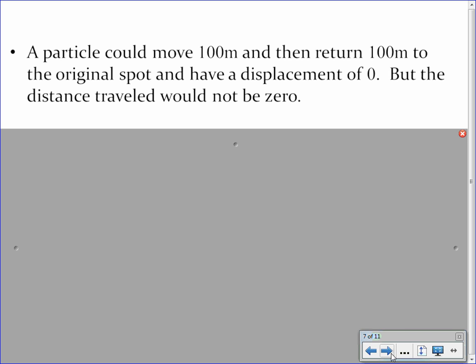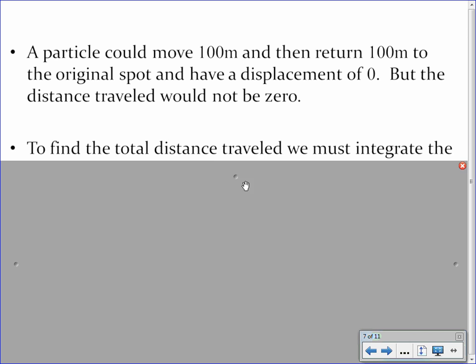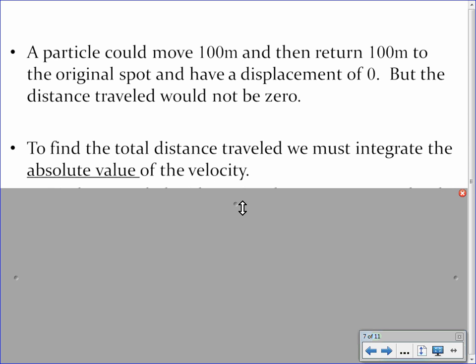How are we going to determine the difference between displacement and distance as far as finding it? What did you say? Absolute value of? Perfect. To find the total distance, we need to integrate the absolute value of the velocity. Exactly what Zach just said.